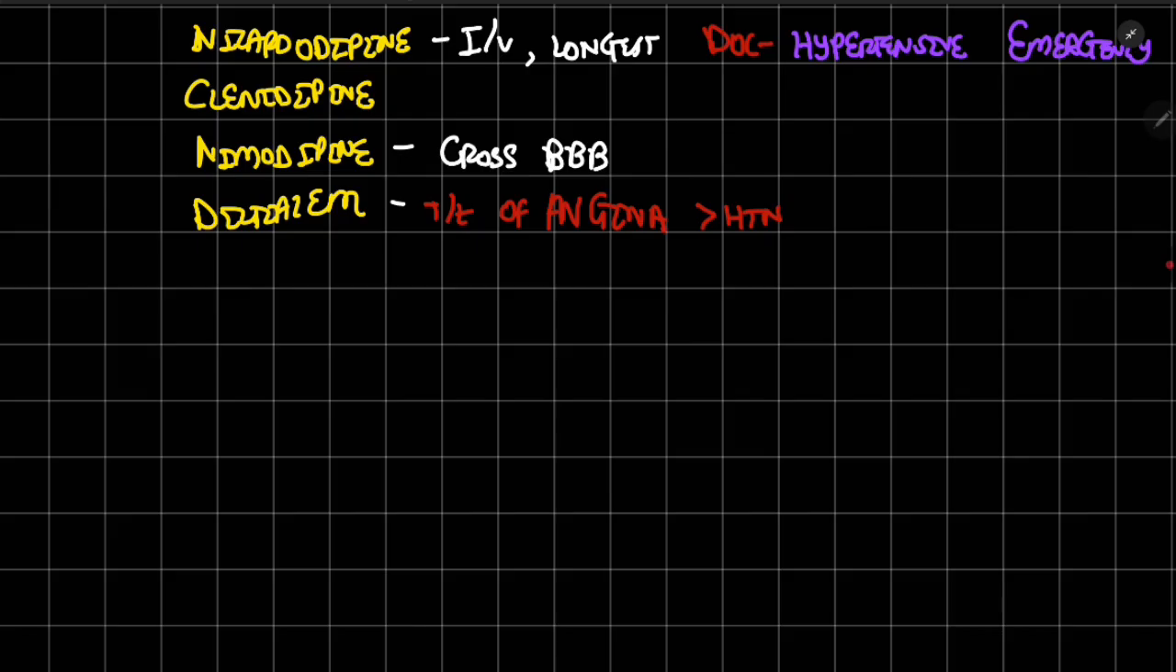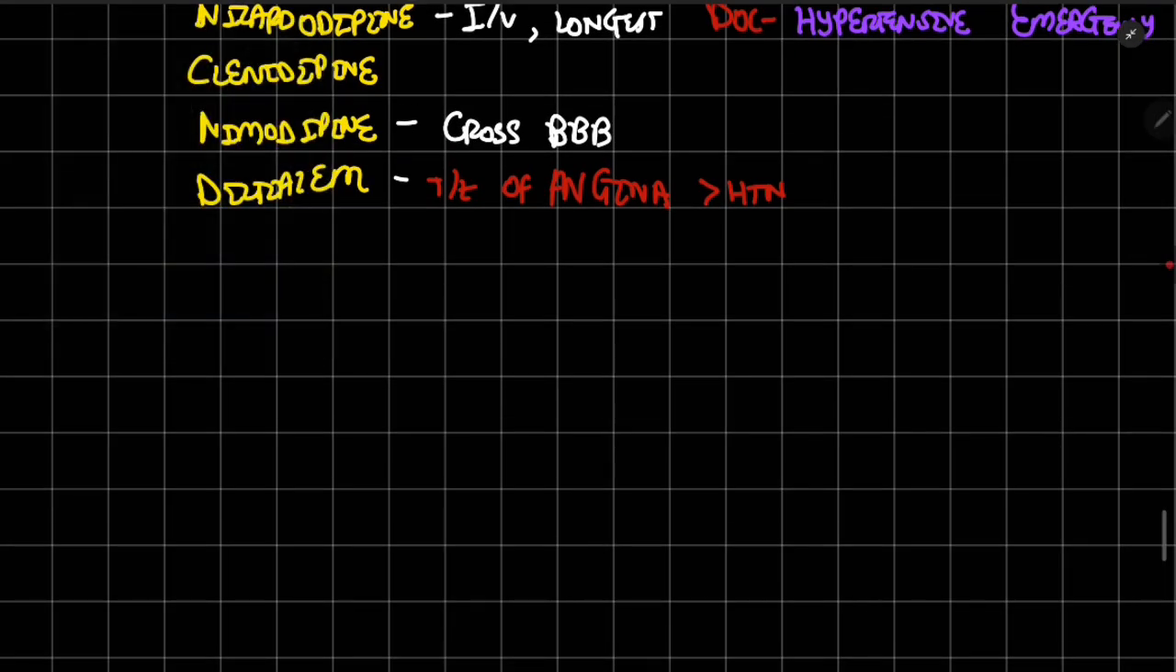Okay, now diltiazem, we have side effects like flushing, edema. We will summarize the side effects of all the calcium channel blockers after, but the common side effects are edema and flushing because of vasodilation.